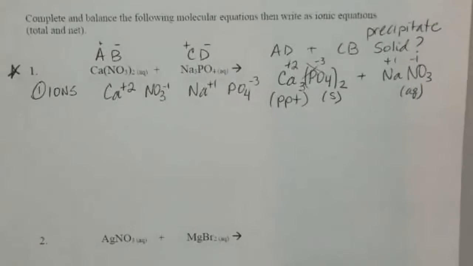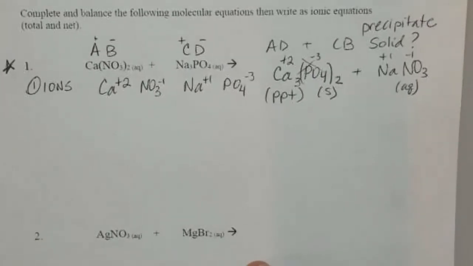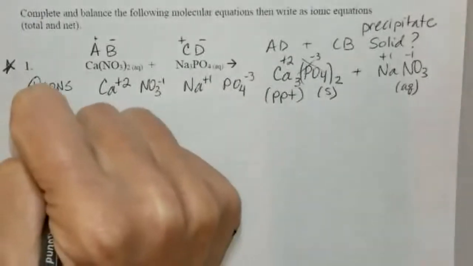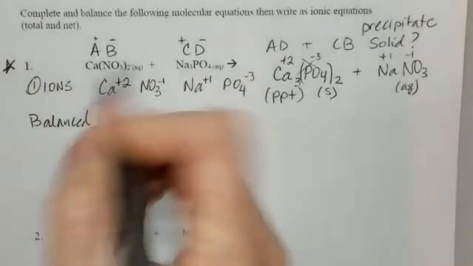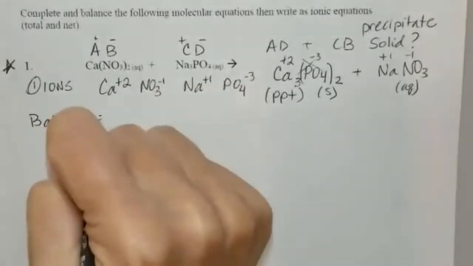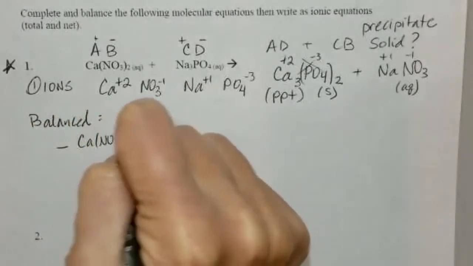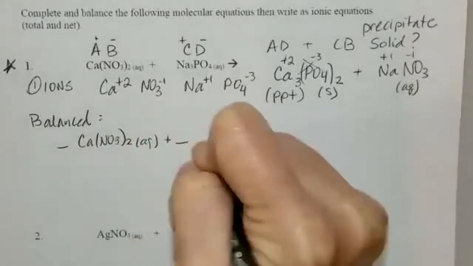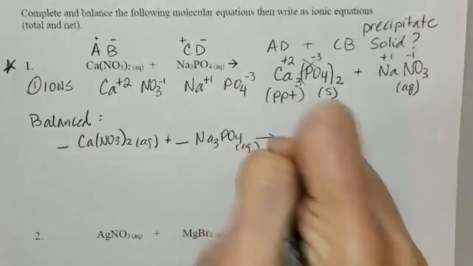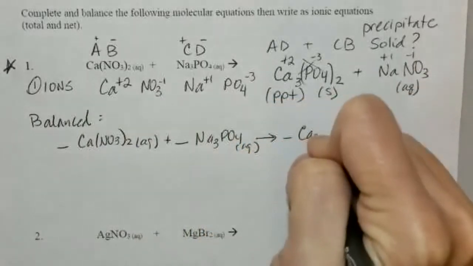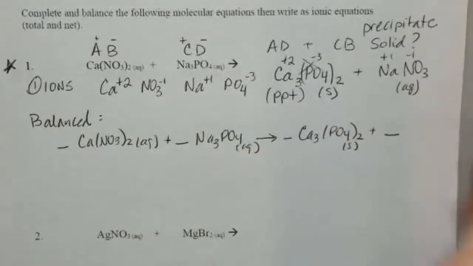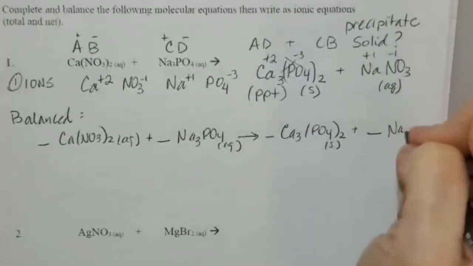All right, so I figured out which one's my solid. I don't have a balanced equation just yet. So now that's what I'm going to do next, balanced equation. For the balancing part, we put a coefficient in front. So I've got calcium nitrate reacting with Na3PO4. On the product side, we've got the Ca3(PO4)2. And then we also predicted the NaNO3.